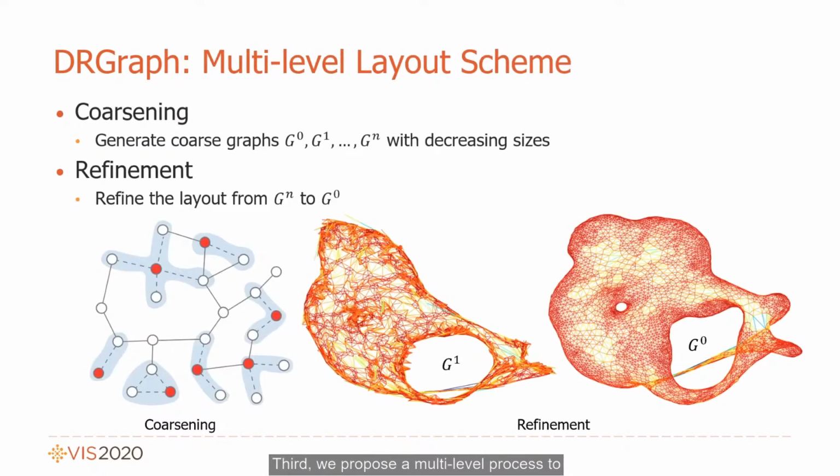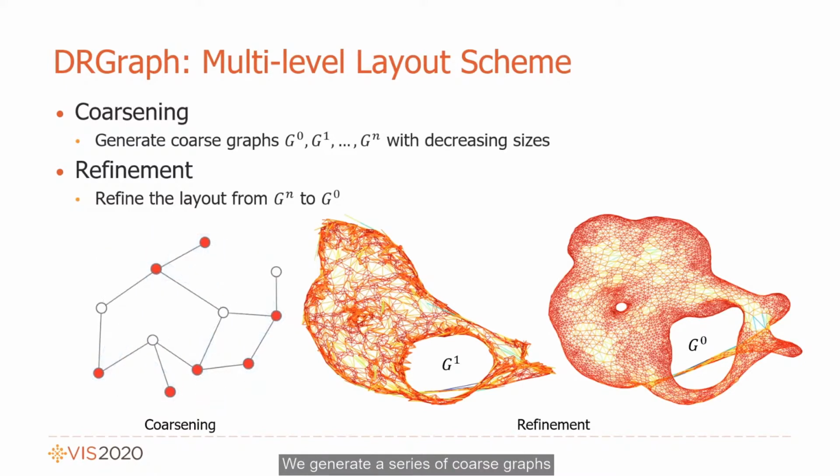Third, we propose a multi-level process to accelerate the optimization of the objective function. We generate a series of coarsened graphs G0, G1, G2, ..., Gn with decreasing sizes. The optimal layout for the coarsest graph can be found cheaply. The layouts on the coarsened graphs are recursively transferred to the final graph, with further refinement at each level. The refinement steps are fast due to the good initialization.